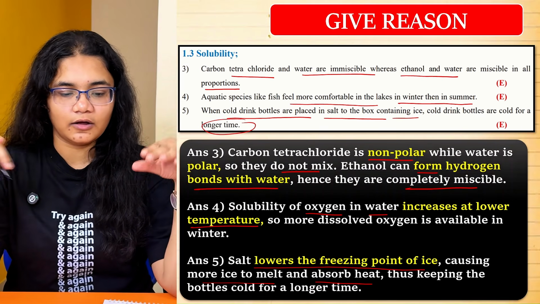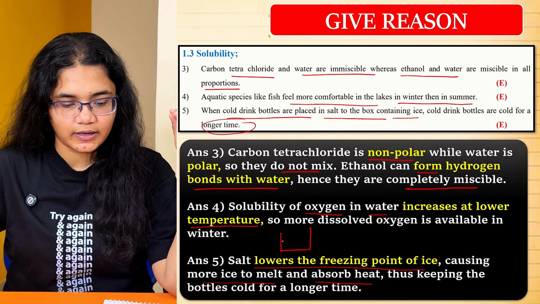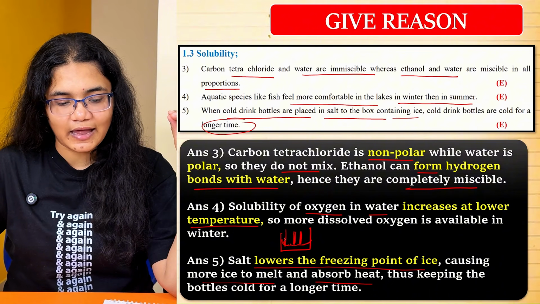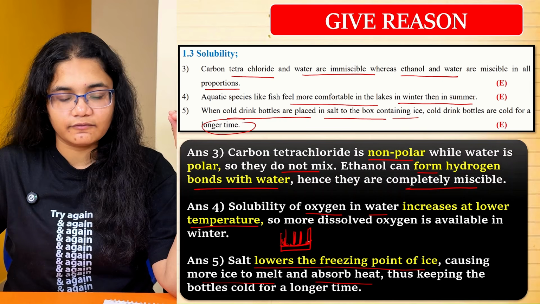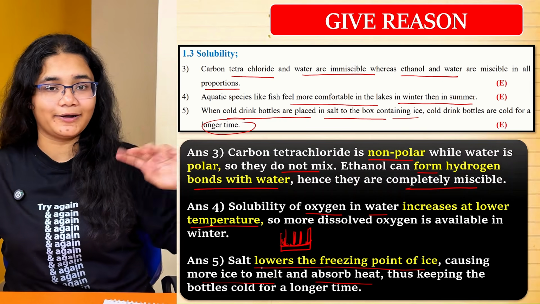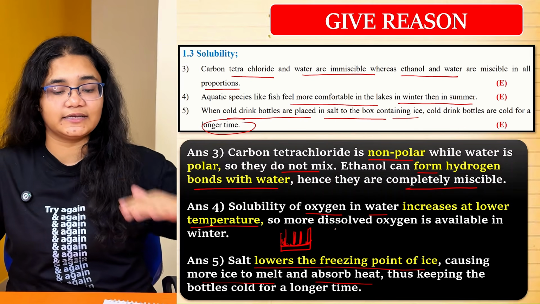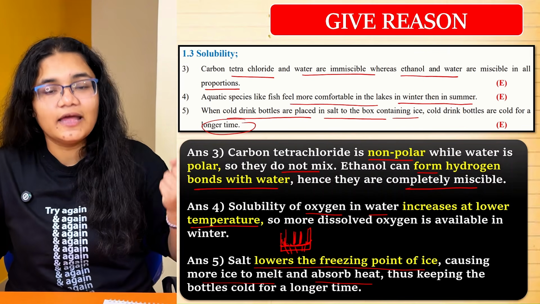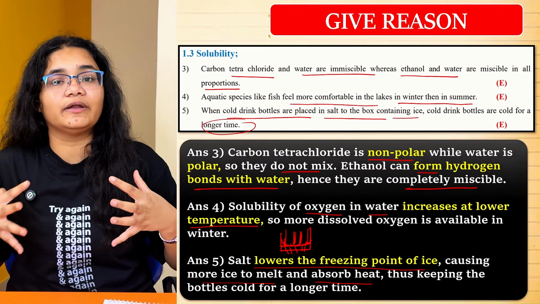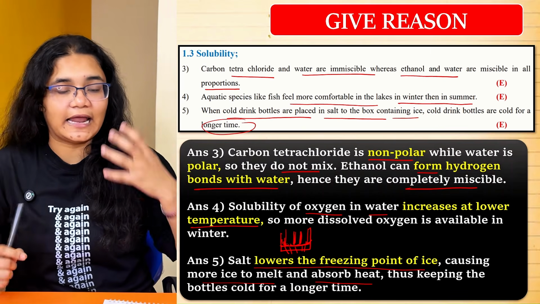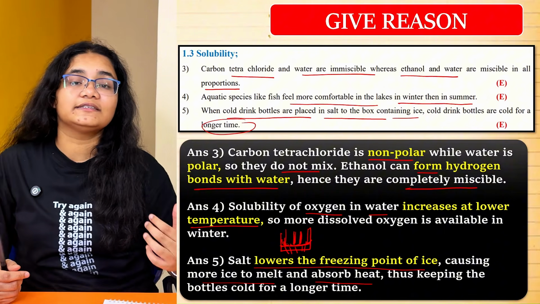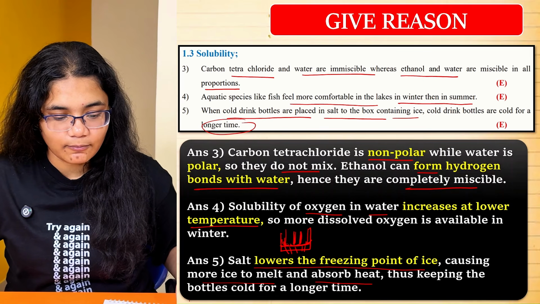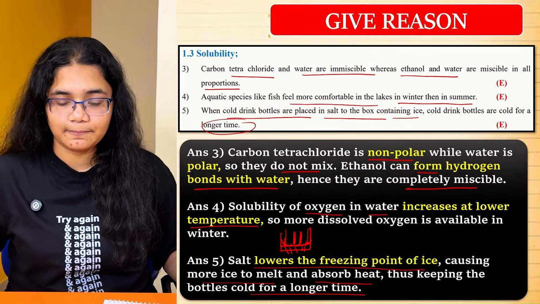Suppose this was the container, here ice was present and here you have added some cold drink bottles. Now when you add salt, what will happen? The ice will start melting because now its melting point is not 0 degrees Celsius, it is less. When it starts melting, it will absorb heat from the surroundings and the surroundings will become cooler, and the ice and your cold drink bottles can stay colder for a longer period of time.